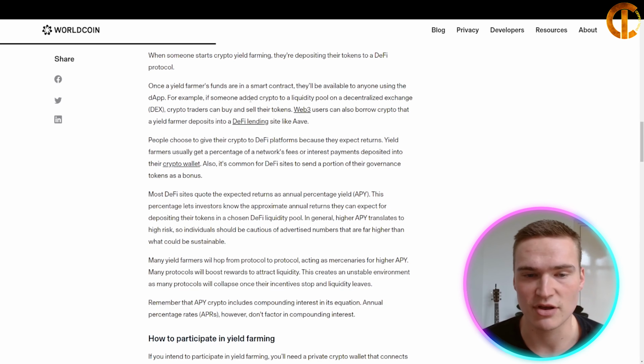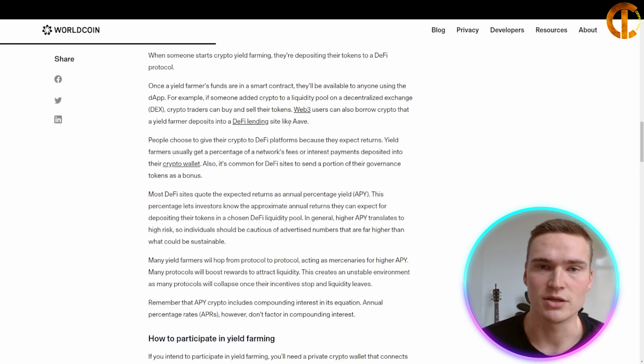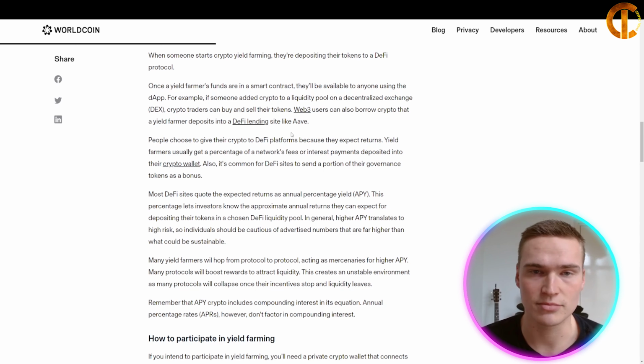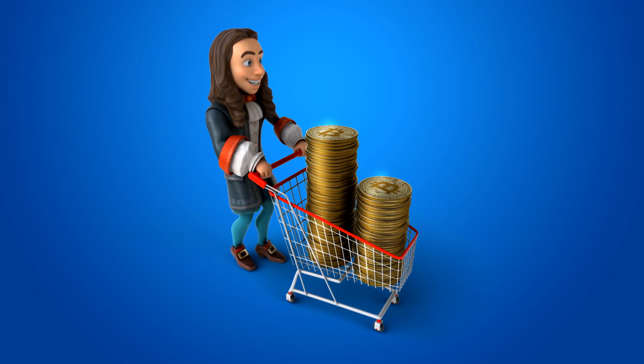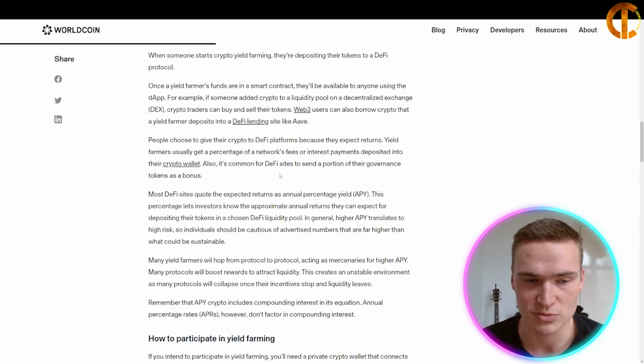Here you can also see if someone adds liquidity to a liquidity pool on the decentralized exchange, crypto traders can buy and sell their tokens, and your tokens will be used for this sometimes, even though they will not be gone. They will still be accredited to your name, they will still be in the liquidity pool, and if you need them, you can get them out. Plus the rewards, which for a decentralized exchange mostly come from trading fees.